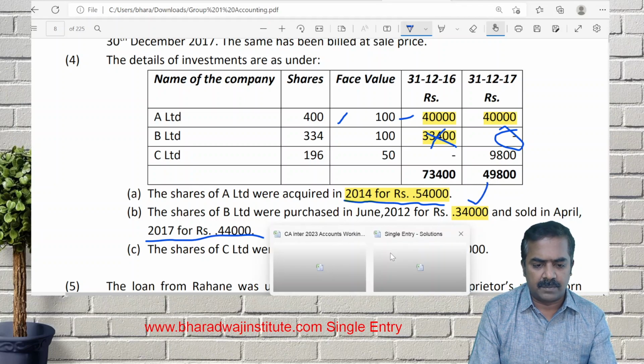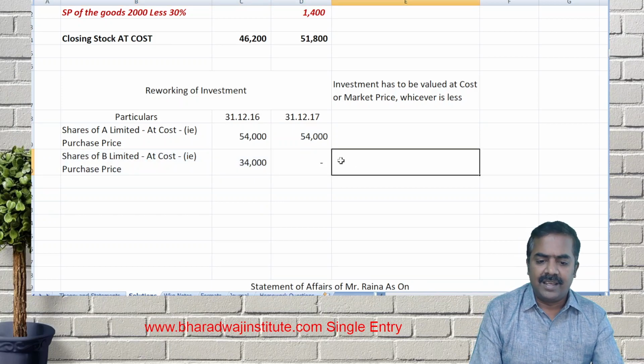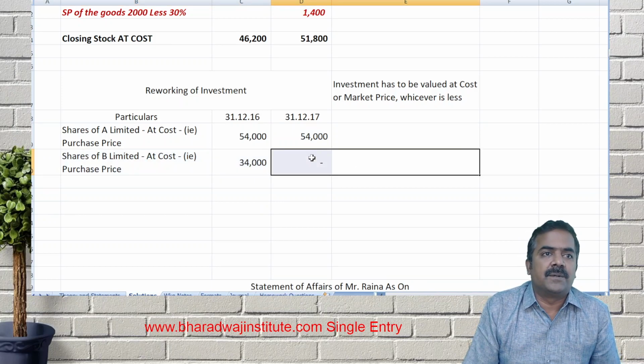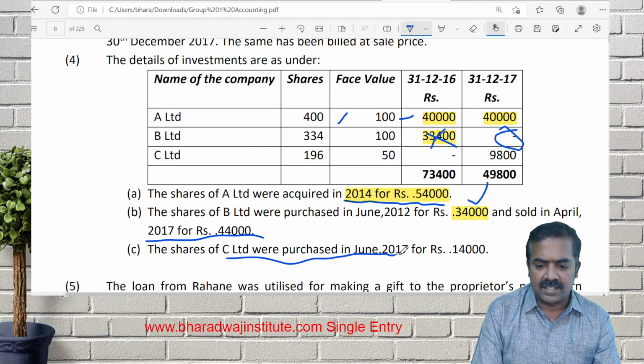34,000. So, for B Limited investment, 34,000 will be there at the beginning of the year. End of the year is zero. Why end of the year is zero? It is sold out. Next, C Limited, we purchased in the current year only.